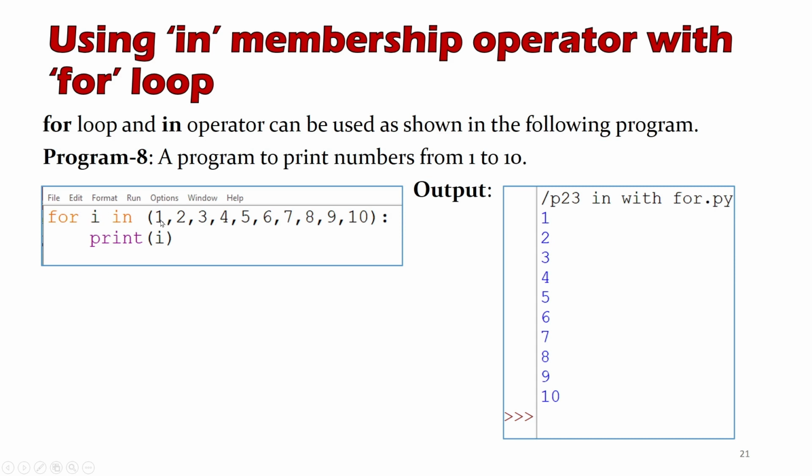For suppose if the value is 1, it has printed 1, then again it goes to the for till it reaches 10. These values will go into I one by one, and it will print I. So 1, 2, 3, 4, 5 till 10 are printed here.